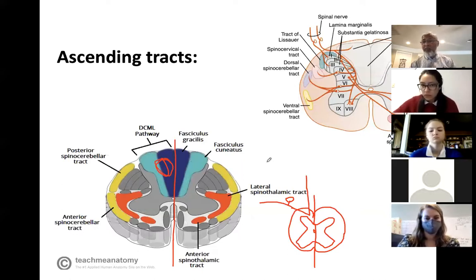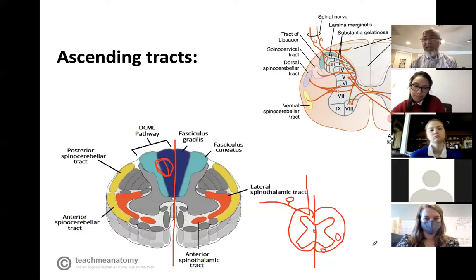And the second group, which will carry pain, touch, and temperature, will occupy two areas. Either they will be here or they will be here. Okay, so which region of the white column is this one? Lateral, right? Lateral white column. This is the ventral white column.